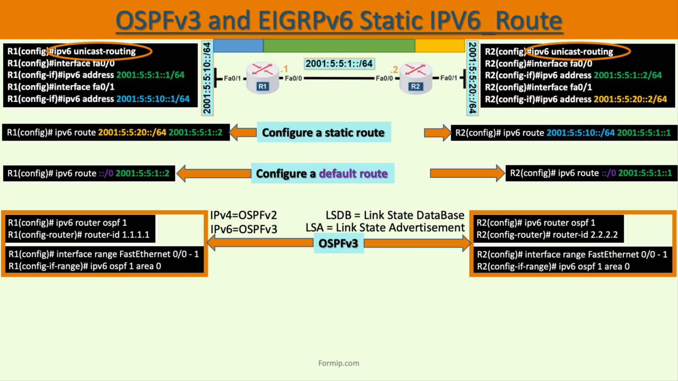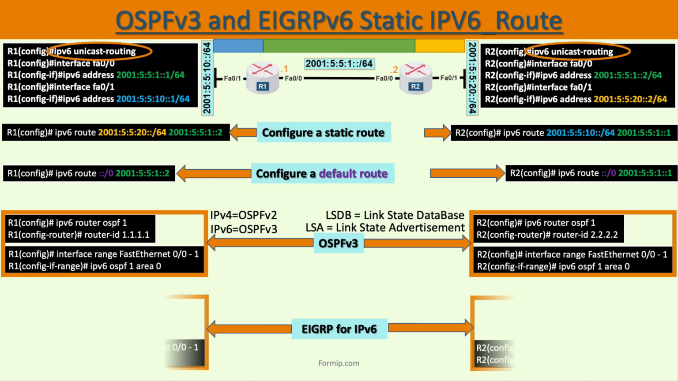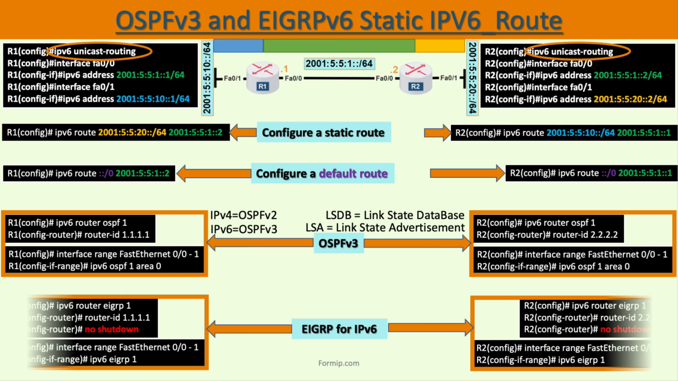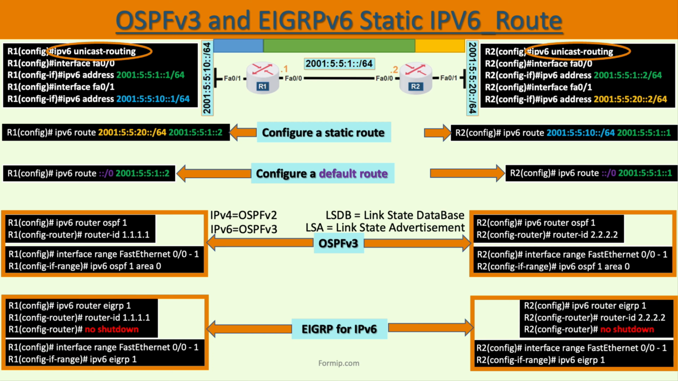Now let's move on to the protocol EIGRP for IPv6. Here, the advantage is that at 99%, it's the same as in IPv4. All the commands are the same, except that you just have to replace IPv4 with IPv6. And that's it. The command ipv6 router eigrp 1 enables the EIGRP protocol globally on the AS 1.